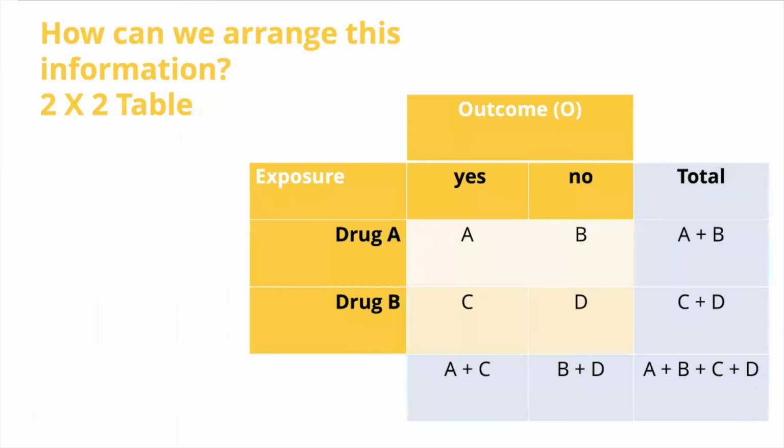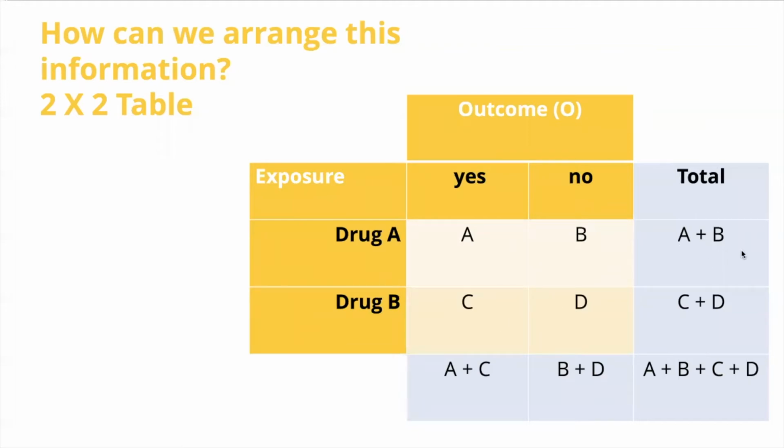So we want to be able to arrange this information in a 2x2 table. So we would look to see, you have the exposure on the left-hand side here for the rows, and then you have outcome up top for the columns. And usually it's arranged as drug A versus whatever the comparator is, and then the outcome, yes or no. So you just call these cells with the numbers for each A, B, C, and D.